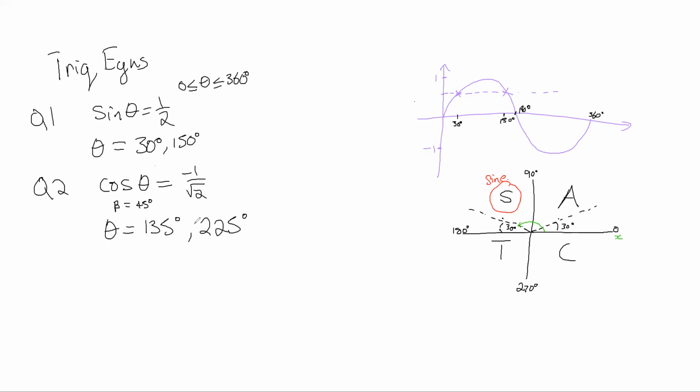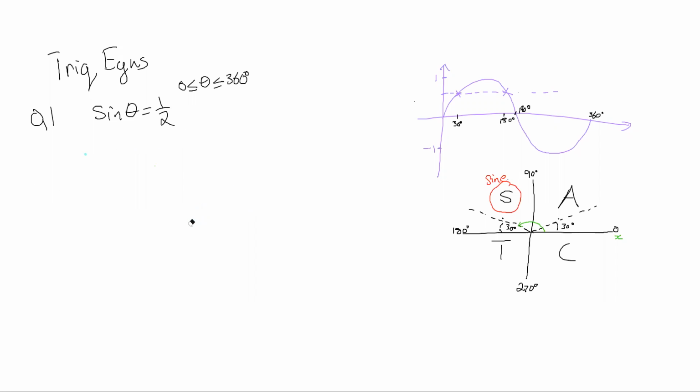Okay, so what you might have been able to notice, I'm going to get rid of this while I talk. What you might have noticed is we seem to get two solutions within this 0 to 360 domain. Now this isn't always true. So let's take another question.